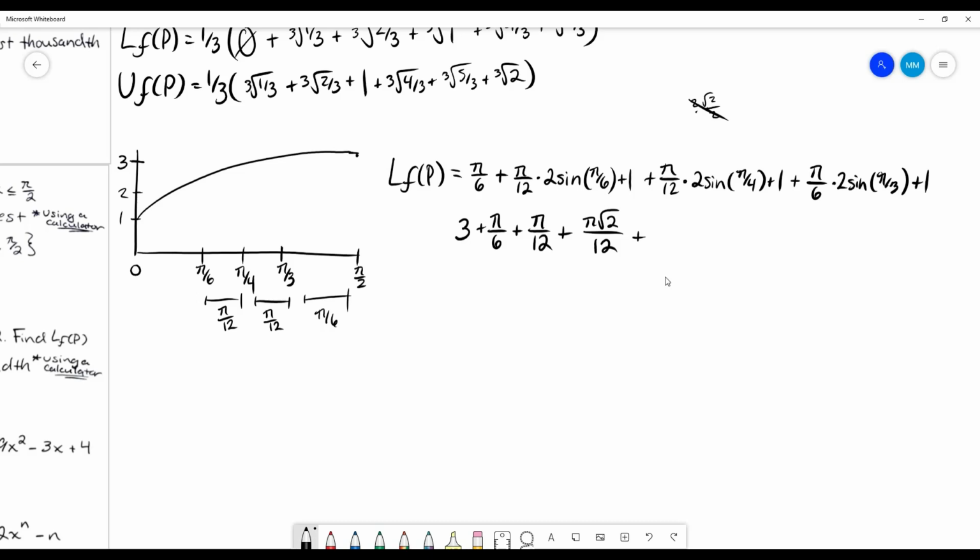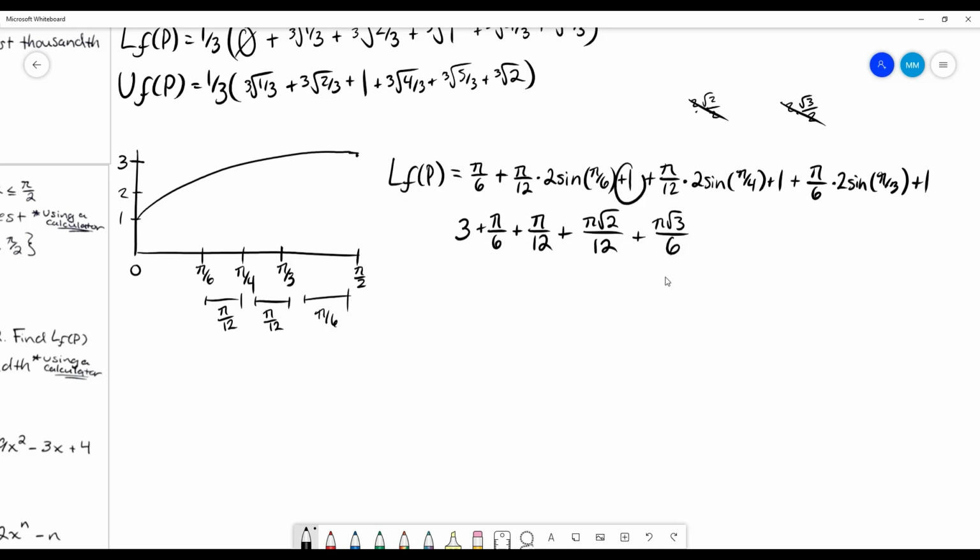Next up, we've got this one here. So that's pi over 6 times 2 sine pi over 3. Sine at pi over 3 is square root of 3 over 2, sorry, times 2. Those cancel. So then it's just pi square root of 3 over 6.